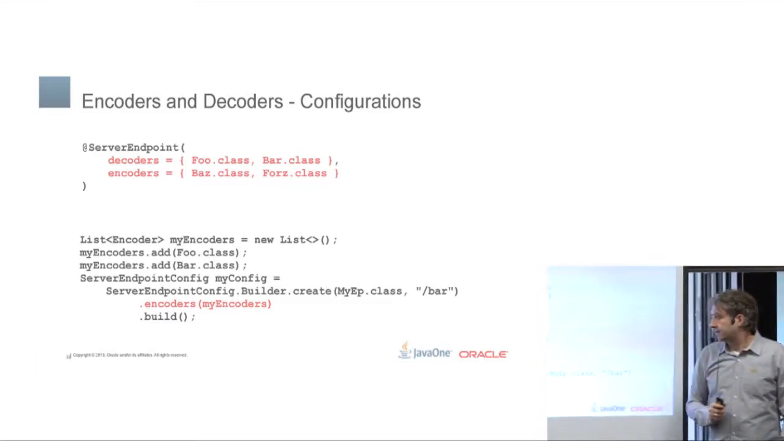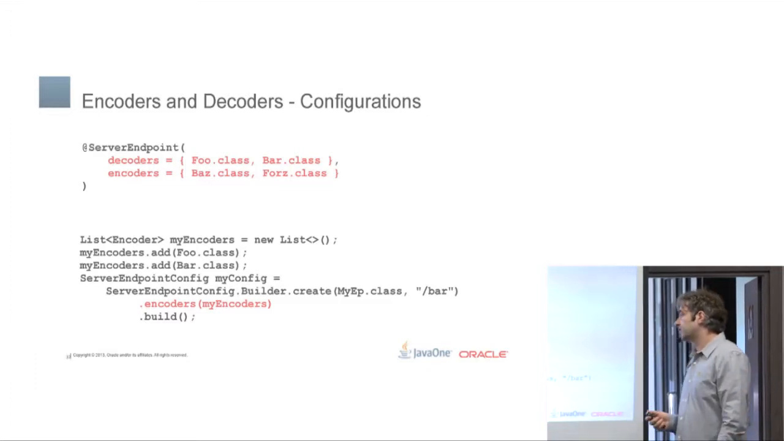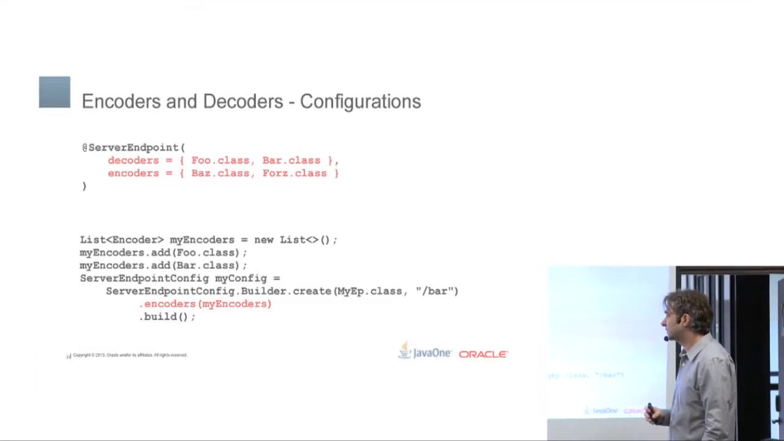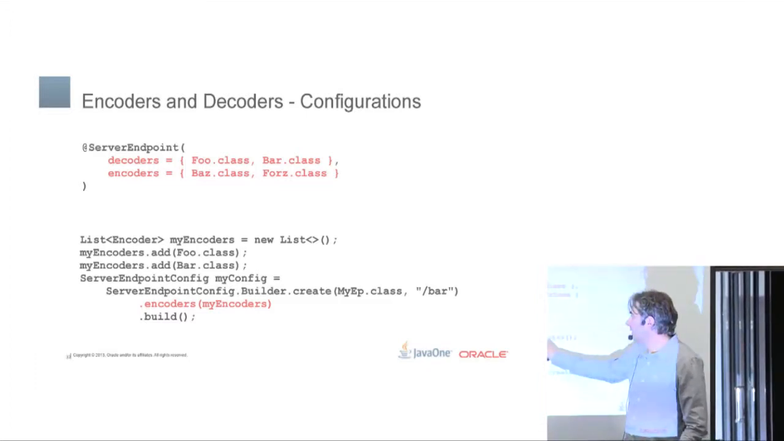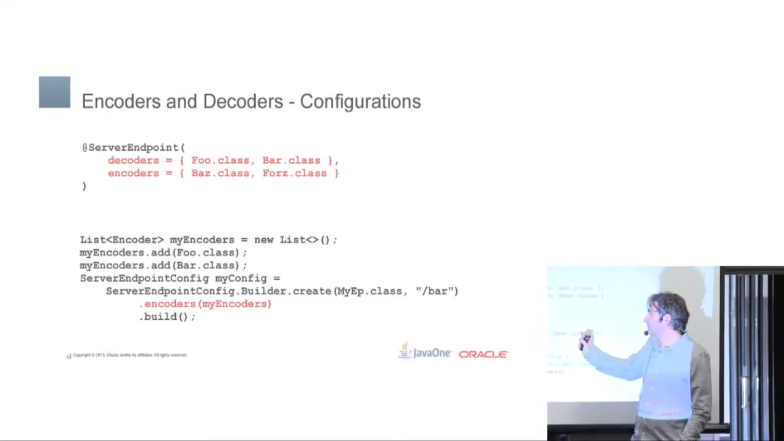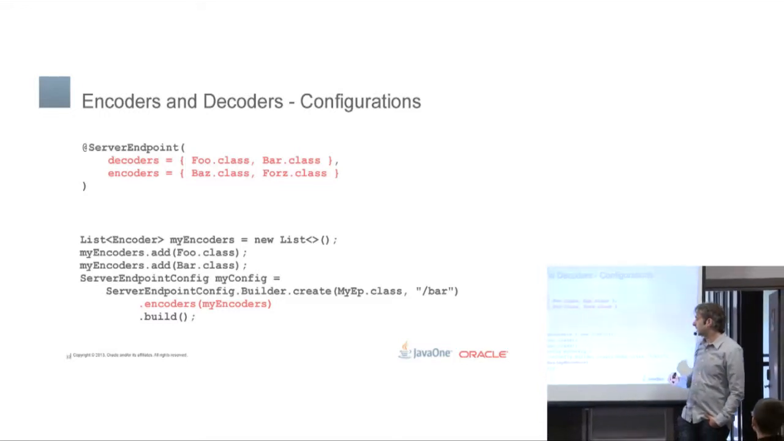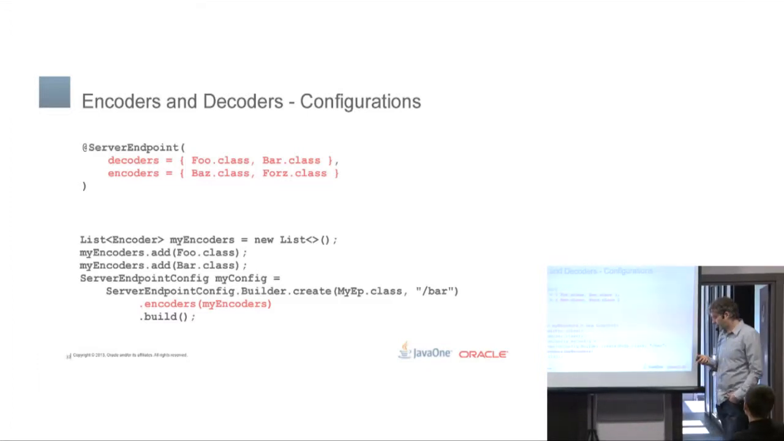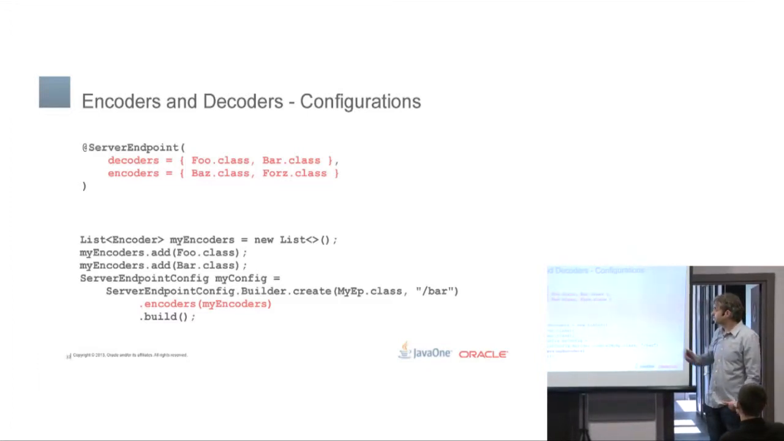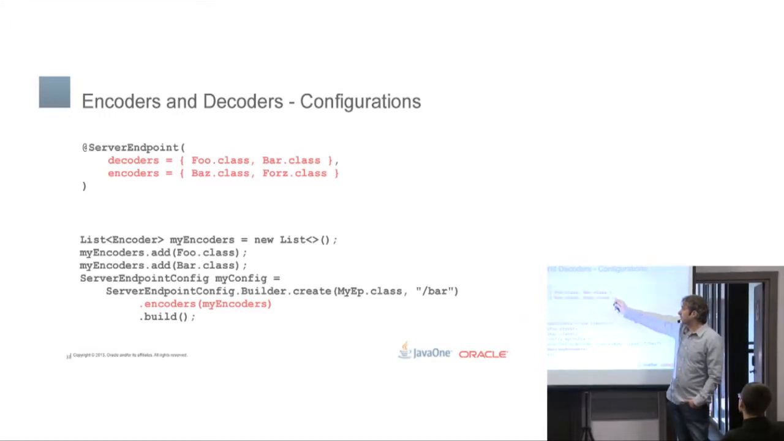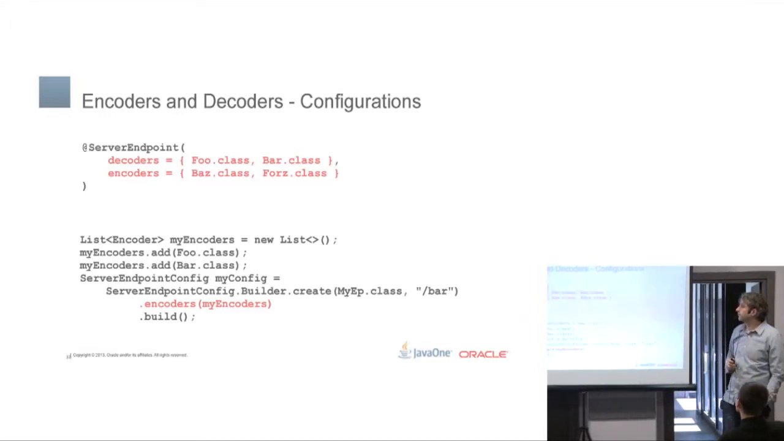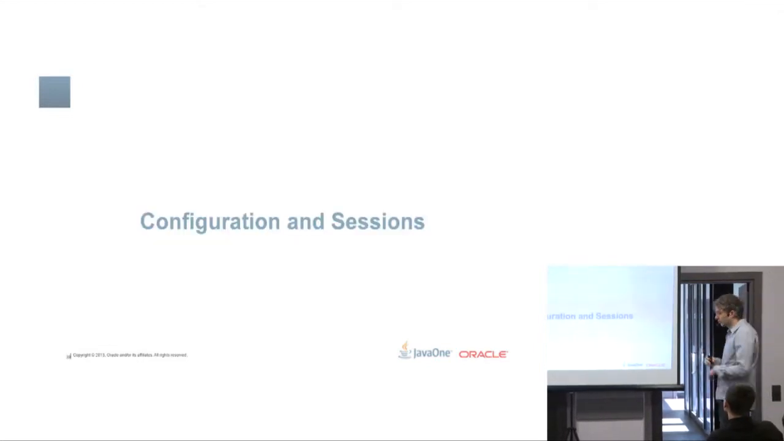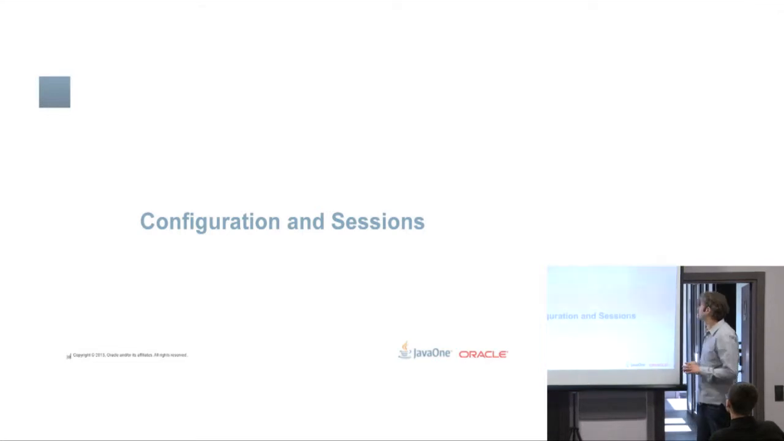At the bottom of the slide, it's the same approach, but using the programmatic way. You see that it's a little bit more work. What we are doing here is defining two encoders, the Foo class and the Bar class, and we attach them to my endpoints. And here we have not only encoders, but also decoders defined. So you see that using the annotation approach is easier.